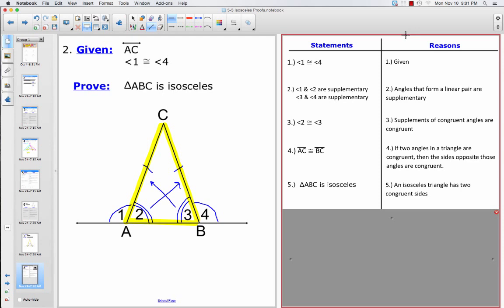So when you're dealing with isosceles triangles, that's really what you'll have to do: either you'll be given that it's isosceles and you work off of that, or you'll be asked to prove that it's isosceles.